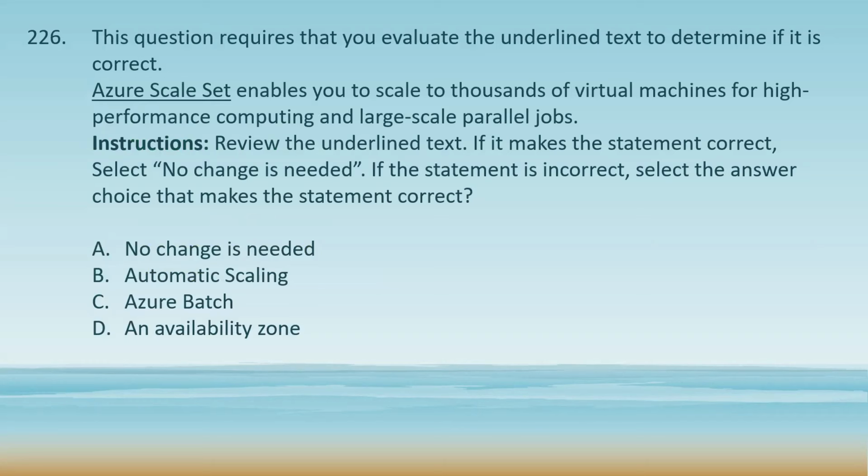Next question. This is again a question which requires you to evaluate the underlying text to determine if the statement is correct. The underlying text is Azure scale set, and there is then a definition of Azure scale set, I presume. Azure scale set enables you to scale to thousands of virtual machines for high performance computing and large scale parallel jobs. You need to review the underlying text. If it makes the statement correct, then select no changes needed. And if it is incorrect, you need to select the correct answer. The options apart from no changes needed are automatic scaling, Azure batch, and an availability zone. And this is incorrect. Your right option here is Azure batch.